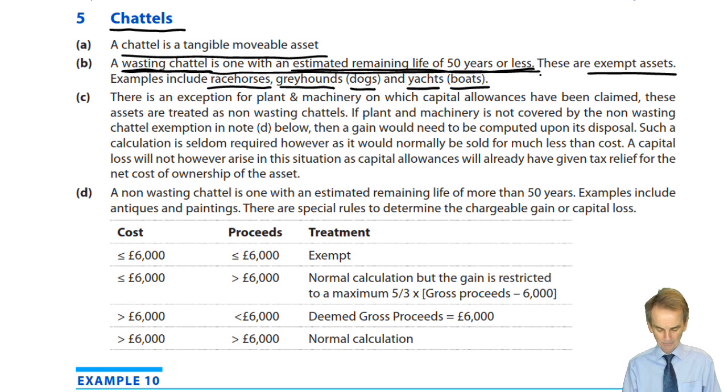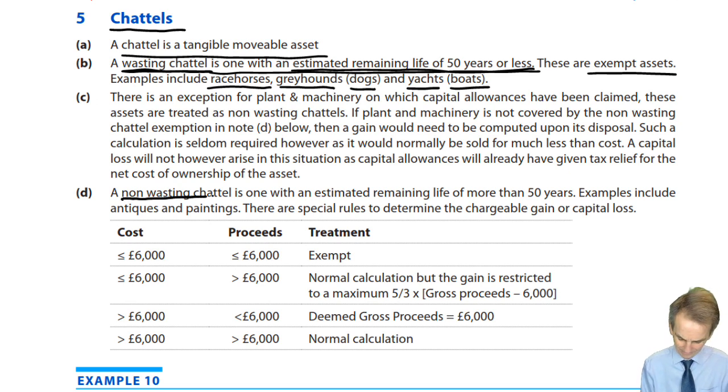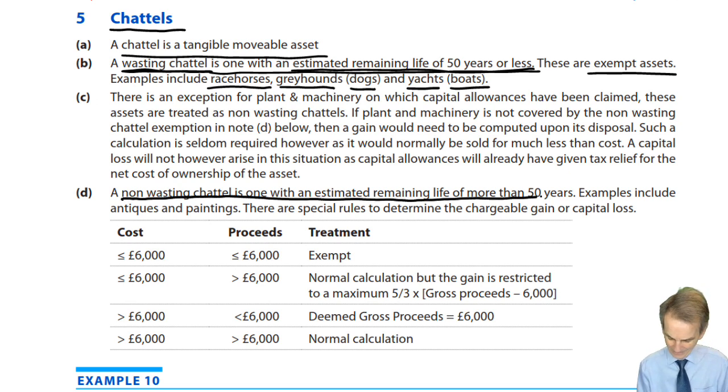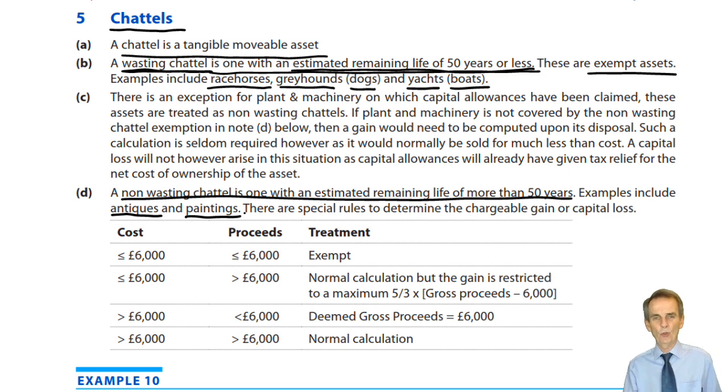They are exempt. If we've got a non-wasting chattel, i.e. with an estimated remaining life of more than 50 years, examples here would include antiques, paintings. Again, it could be items of jewellery, antiques, various items of furniture, paintings indeed there. Any tangible, movable asset that isn't wasting, a non-wasting chattel here, we have special rules for.